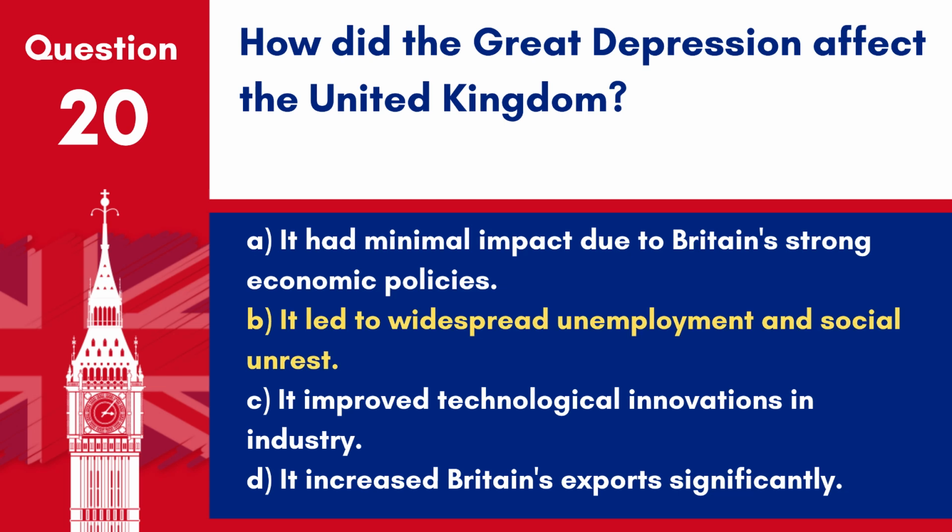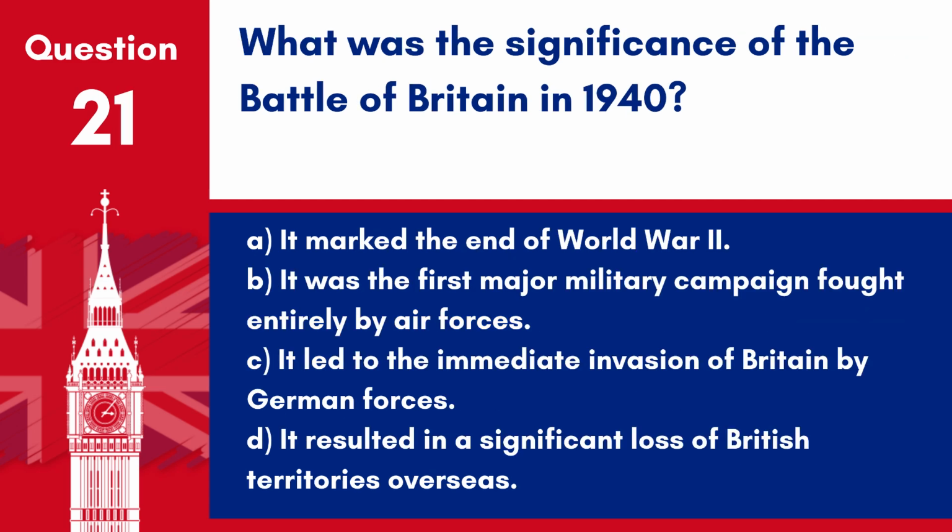Answer: B. It led to widespread unemployment and social unrest. The Great Depression in the 1930s severely impacted the UK's economy, leading to high unemployment rates, poverty, and significant social and political challenges.